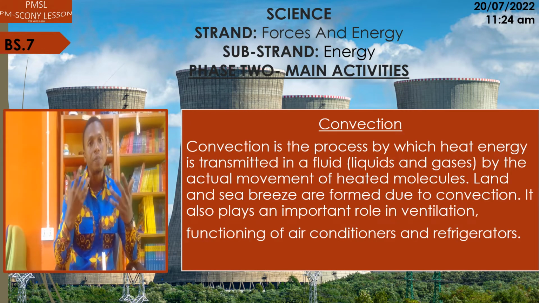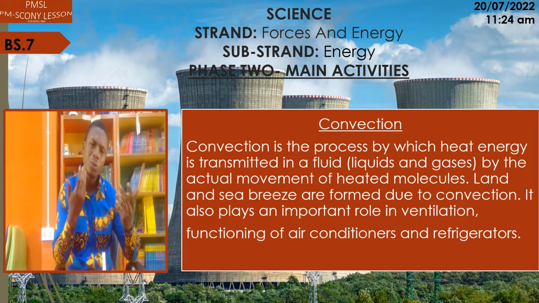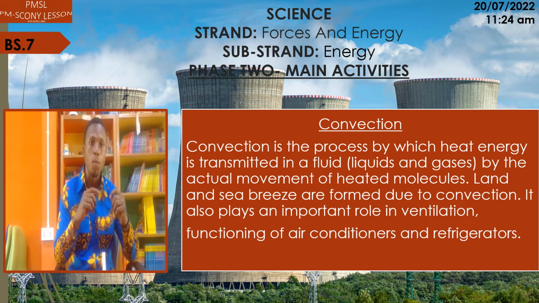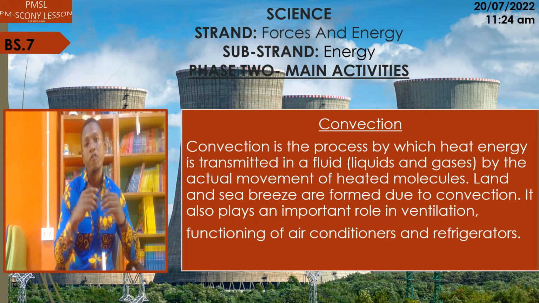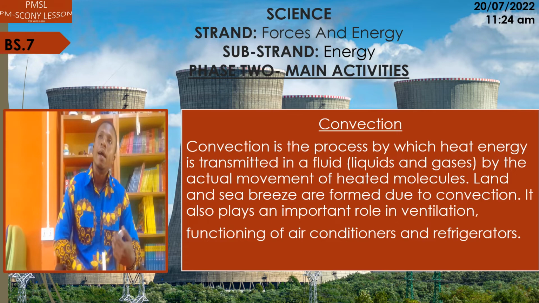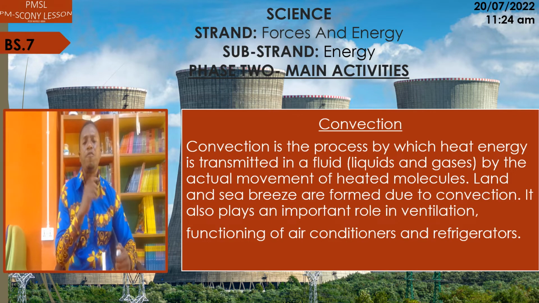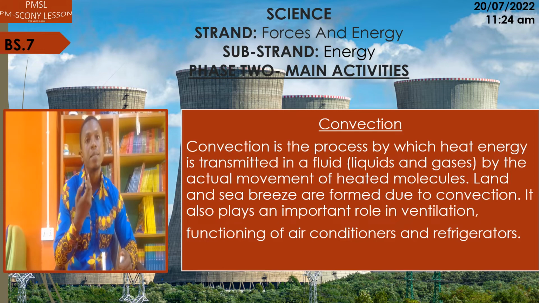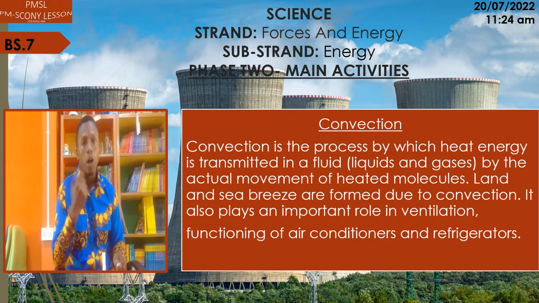There's another one called ventilation. Ventilation also uses the principles of convection. Someone asks, what is ventilation? Ventilation is the process of replacing stale air with fresh air. Someone asks, what is stale air? Stale air is air that has expired or has been contaminated. Another application of convection is the function of air conditioners and refrigerators. These air conditioners and refrigerators use the principles of convection.